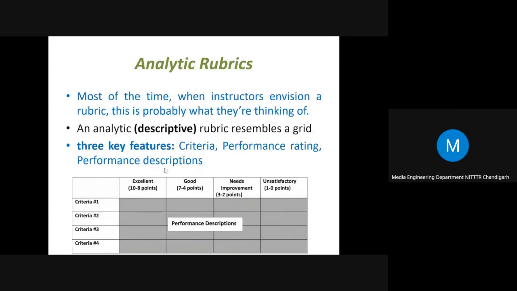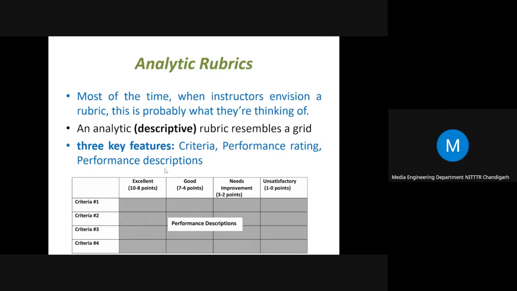So now going towards the second type. The second type is called analytic rubric, or descriptive rubric. When we say rubric, most of the time we refer to this rubric. By default, when we say rubric, we want to refer to this kind of rubric, where we have a kind of grid. It has three key features.